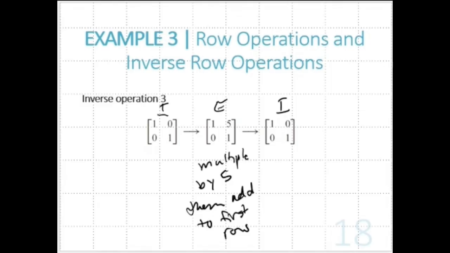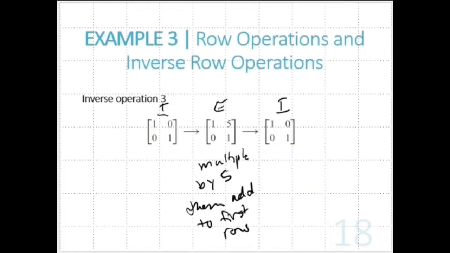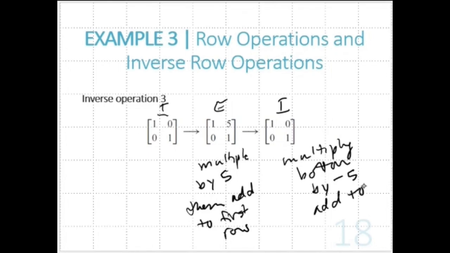Well, let's go back to this slide. If you added C times a row I to row J, then what are you going to do to go back? So -5 times. Yeah, so that means you're multiplying the bottom row by -5 and adding it to the first row. And that'll get it back. Bottom by -5, and then add to first. So those are going to be your inverse operations.